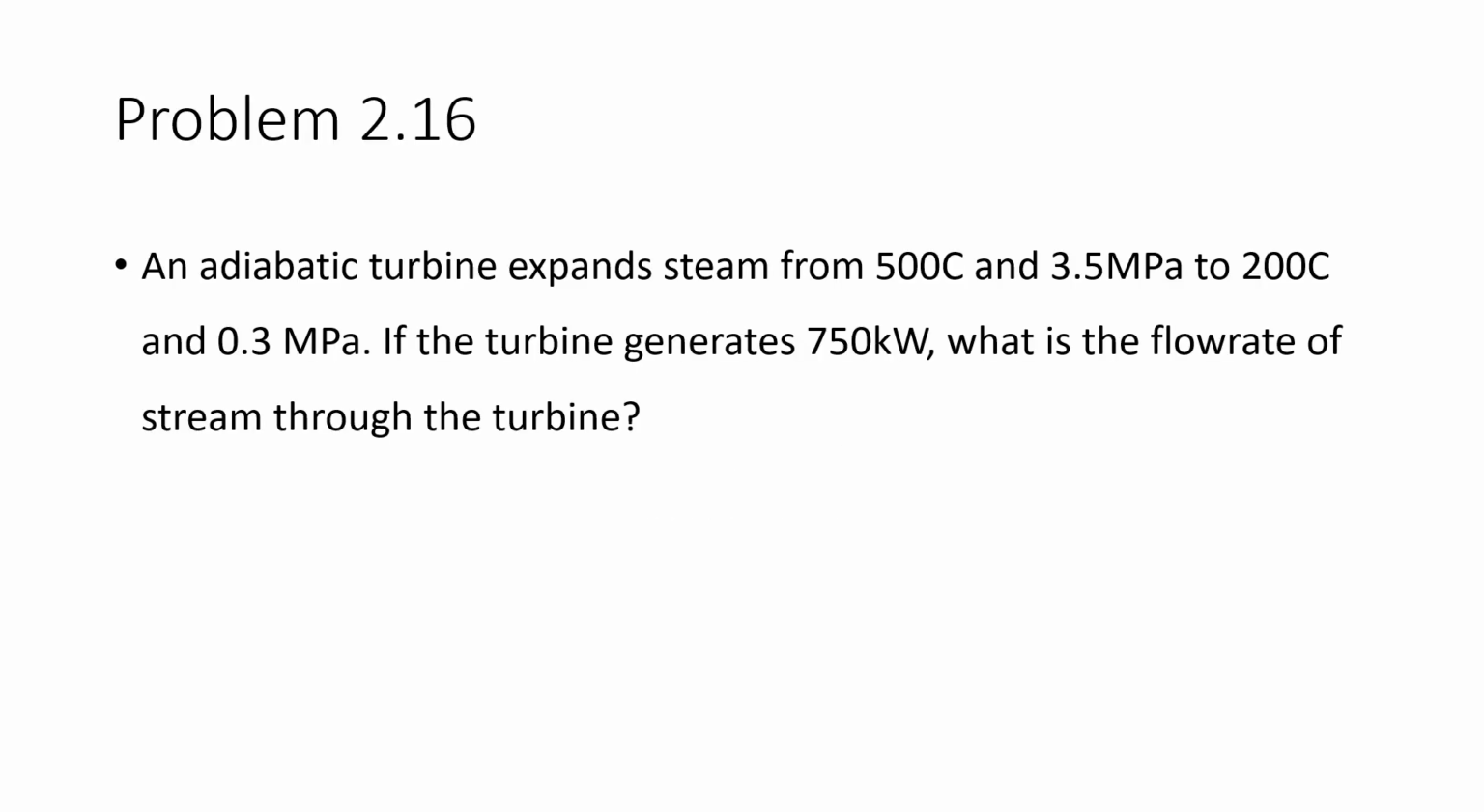So the problem that we chose was problem 2.16, and it states: an adiabatic turbine expands steam from 500 degrees Celsius and 3.5 megapascals to 200 degrees Celsius and 0.3 megapascals. If the turbine generates 750 kilowatts, what is the flow rate of steam through the turbine?